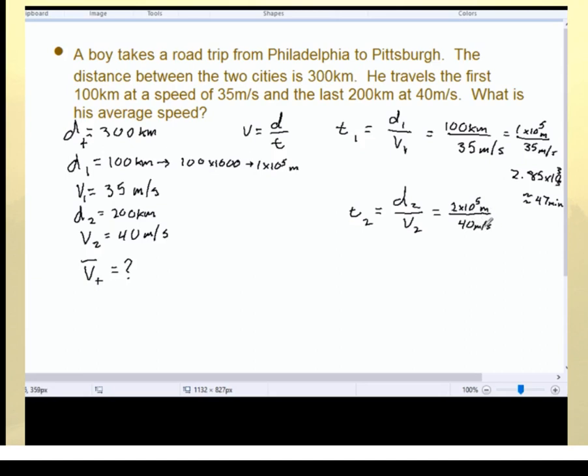So if I do that on the calculator, I get 5,000. So let's see, 5,000 seconds, which is the same, if I divide that by 60, as 83 minutes.